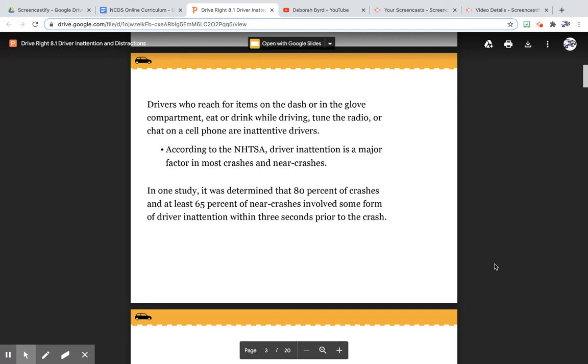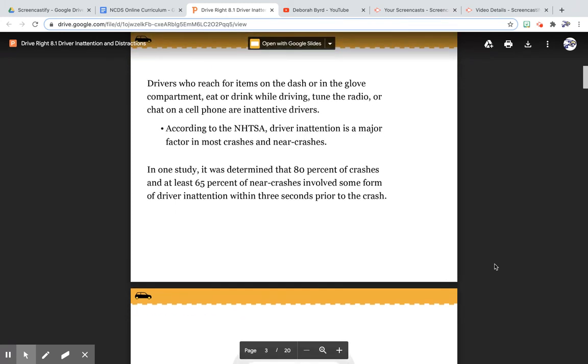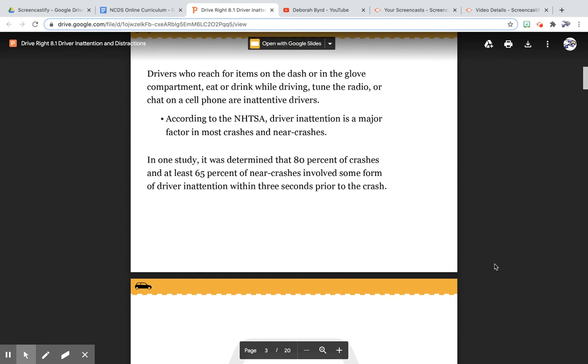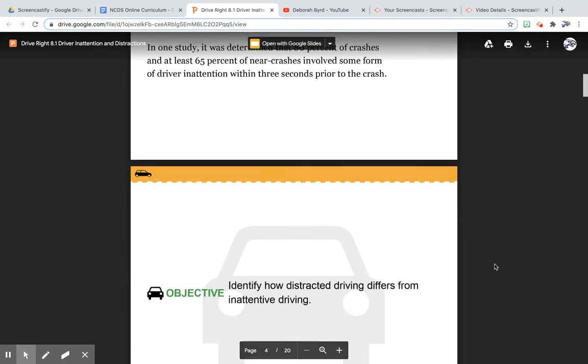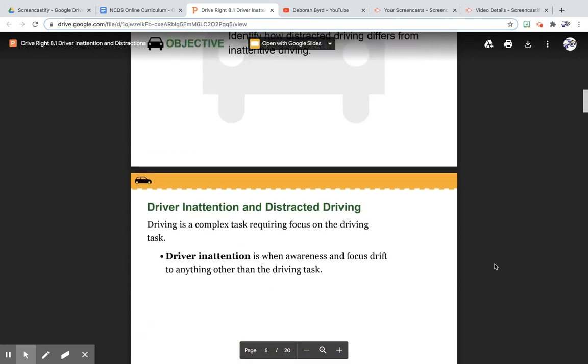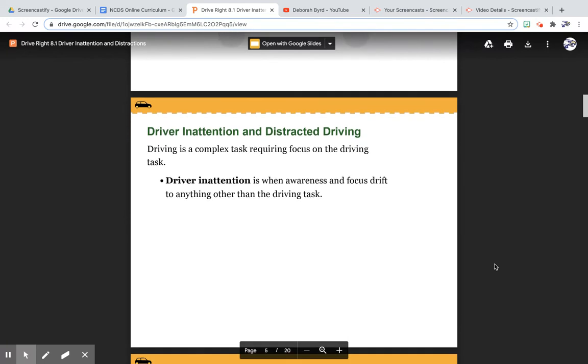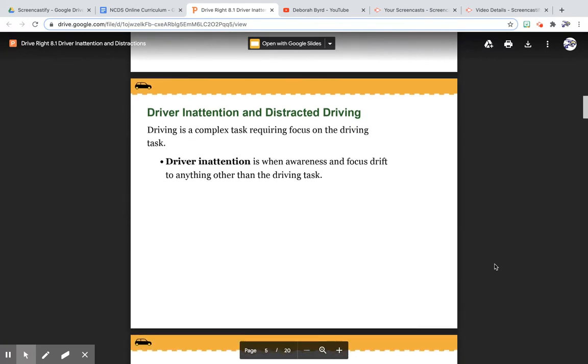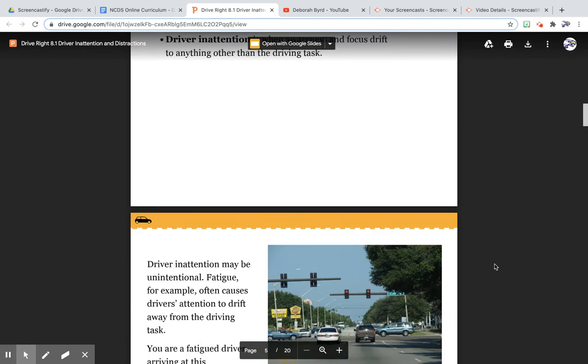According to the NHTSA, driver inattention is a major factor in most crashes and near crashes. In one study, it was determined that 80% of crashes and at least 65% of near crashes involved some form of driver inattention within 3 seconds prior to the crash. Driving is a complex task requiring focus on the driving task. Driver inattention is when awareness and focus drift to anything other than the driving task.